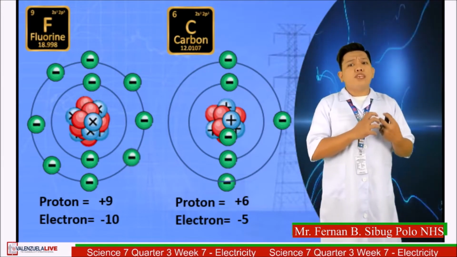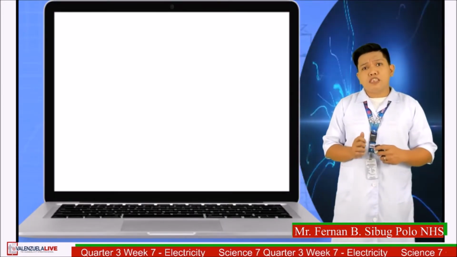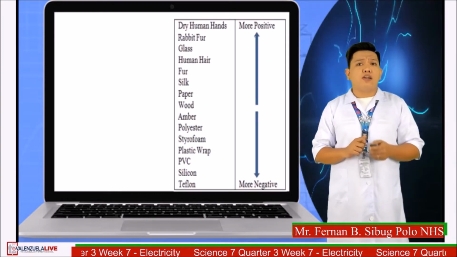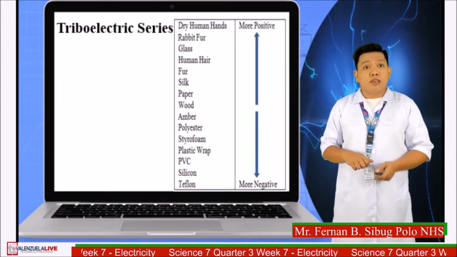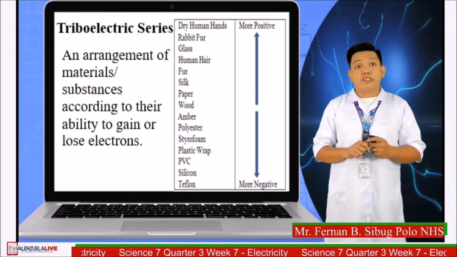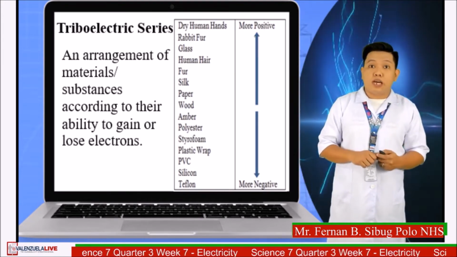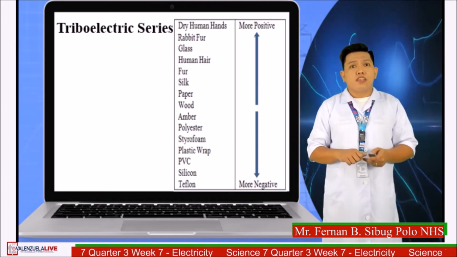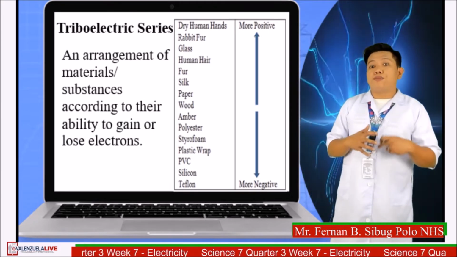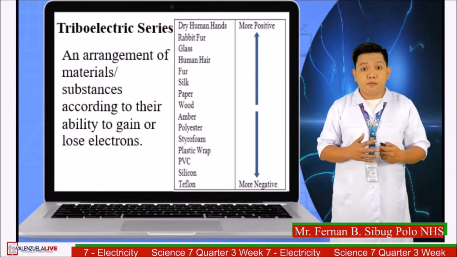Do you wonder which material will give or accept electrons? It depends on its position on the triboelectric series. The triboelectric series is an arrangement of materials or substances according to their ability to gain or lose electrons. The farther the materials are from each other in the series, the greater the charge transfer.